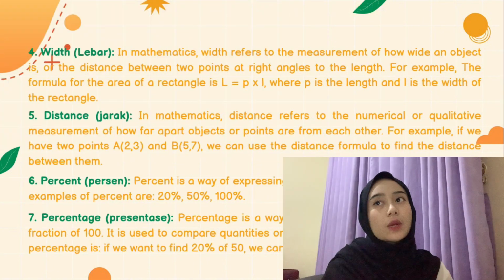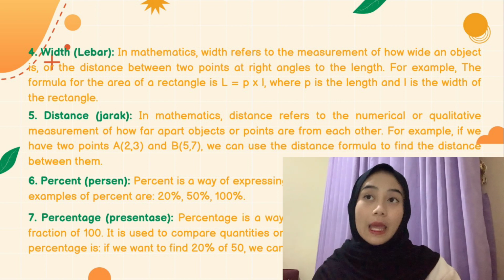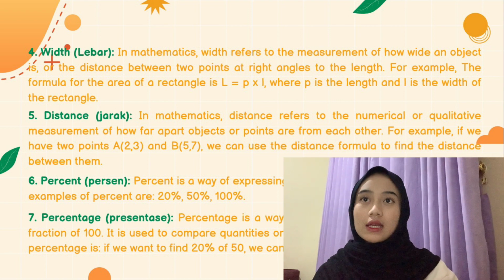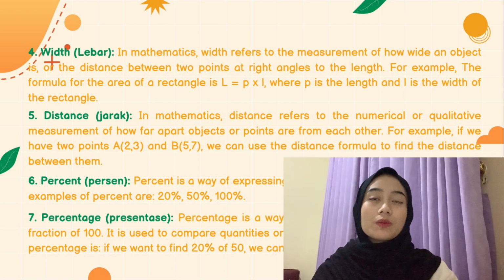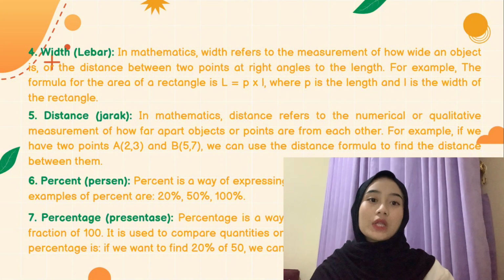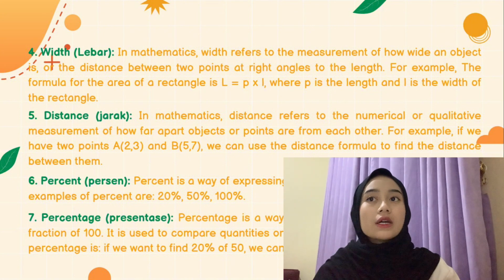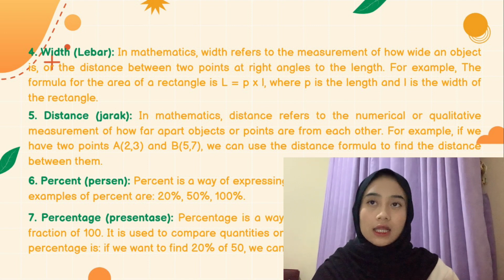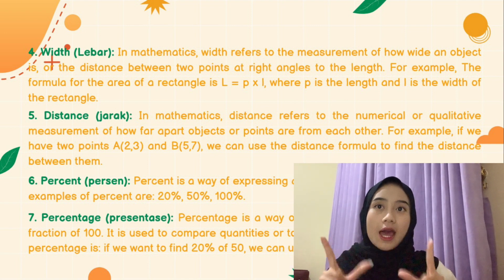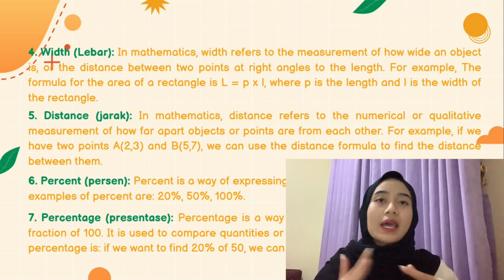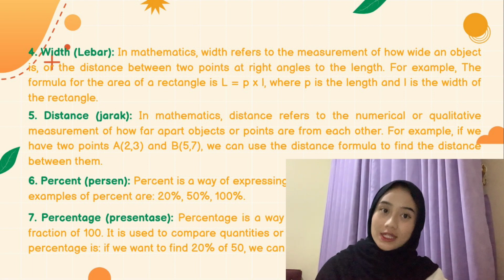Fourth vocabulary is width, or in bahasa is lebar. In mathematics, width refers to the measurement of how wide an object is, or the distance between 2 points at right angles to the length. For example, the formula for the area of a rectangle is P times L, where P is the length and L is the width of the rectangle.